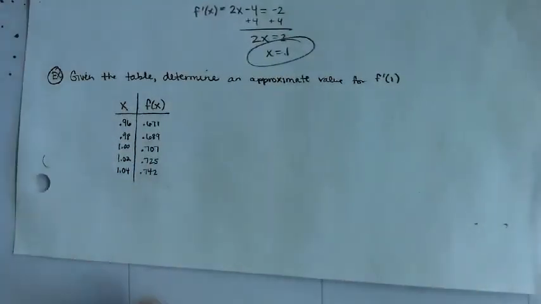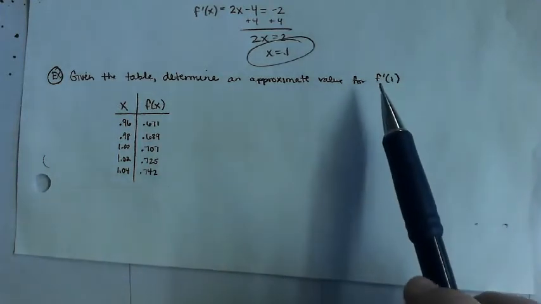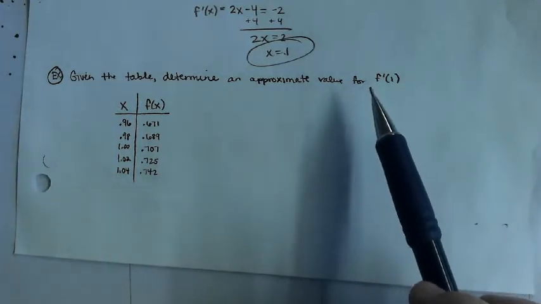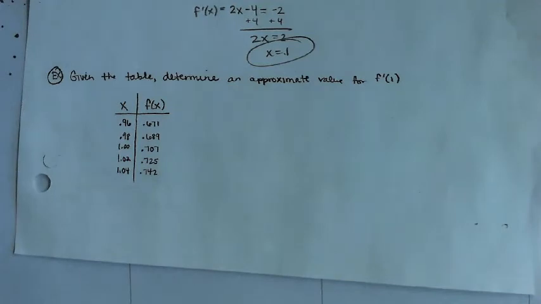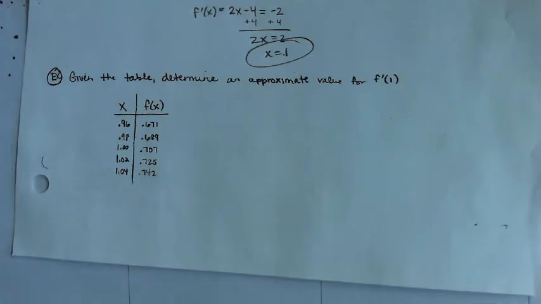This next one gives us a table of values for a function. And it wants you to then figure out an approximate value for f prime of 1. So in other words, what is the slope approximately at 1? How would you go about approximating this?